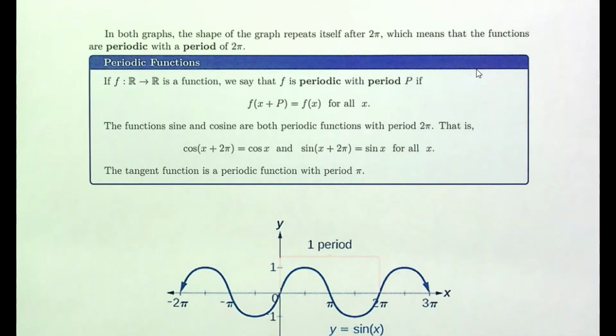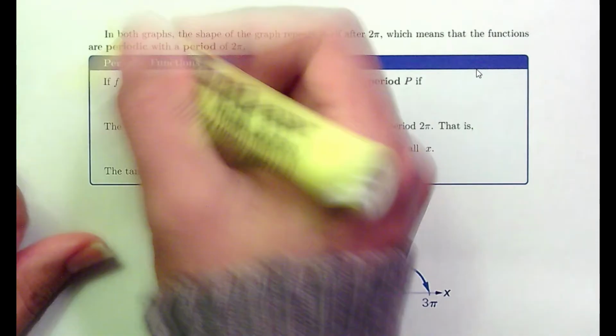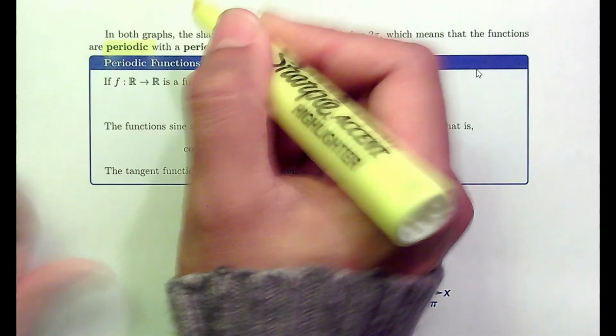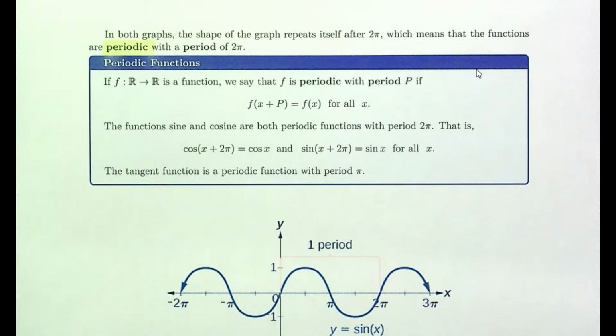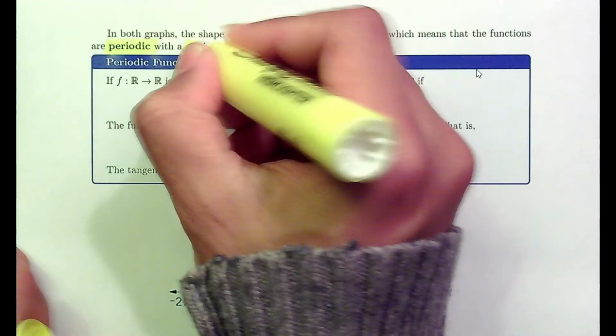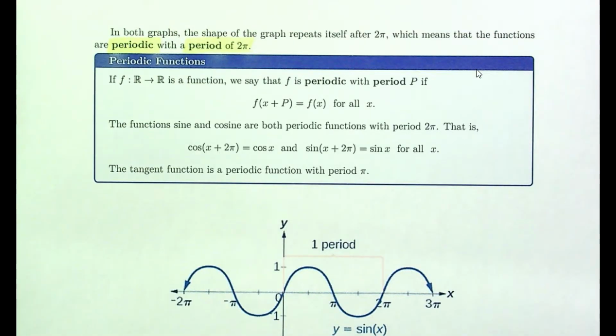And there's a word for that. When a function repeats itself, we say that the function is periodic. And the interval that it takes for the graph to start repeating itself, the length of that interval, is called a period. So the sine and the cosine functions are periodic with period 2 pi.